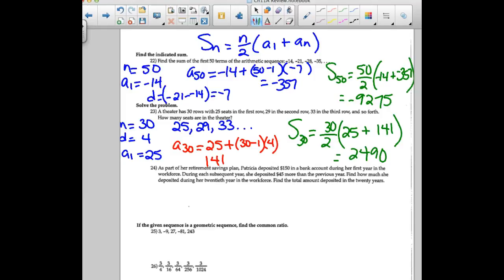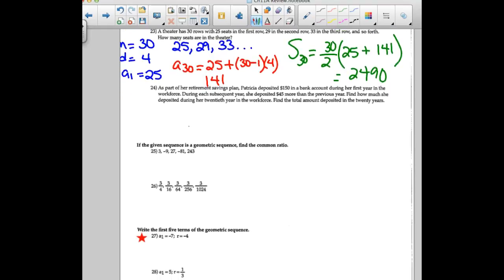Question 24, it says, as part of her retirement savings plan, Patricia deposits $150 in a bank account during her first year in the workforce. During each subsequent year, she deposits $45 more than the previous year. Find how much she has deposited during her 20th year in the workforce. And then find the total amount deposited in all 20 years. So a couple different things we're being asked for.